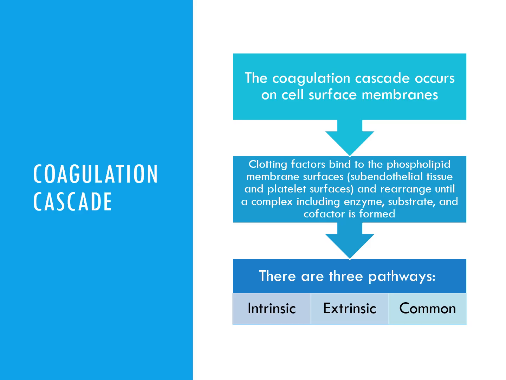Clotting factors typically bind to the phospholipid membrane surfaces, so those endothelial tissues and platelet surfaces, and then they rearrange until a complex, including an enzyme, substrate, and cofactor, is formed. So all of these components have to be present for successful coagulation to occur. If any one of those components is missing or in short supply, we may have impaired coagulation.